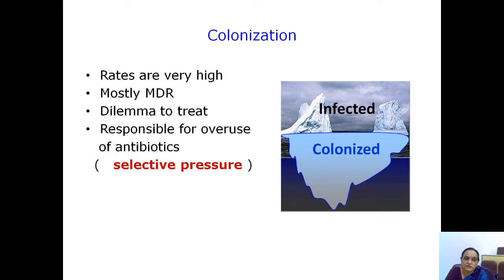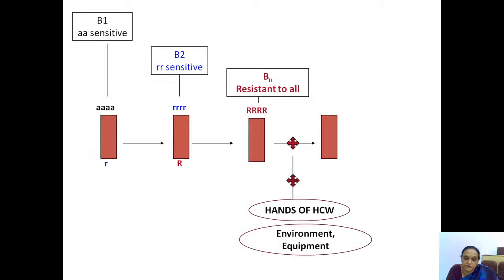So these colonization rates are very high in tertiary care centers. These are all multi-drug resistant. They stay in the biofilms protected from antibiotics. So the dilemma is to treat or not to treat, responsible for overuse of antibiotics, and this leads to selective pressure. Now what is selective pressure?